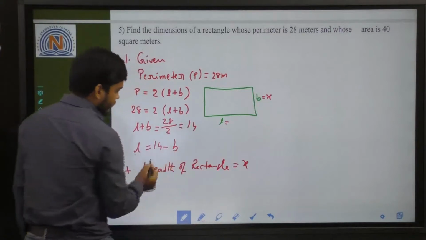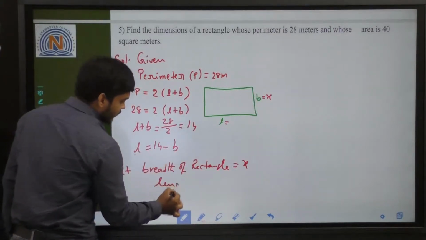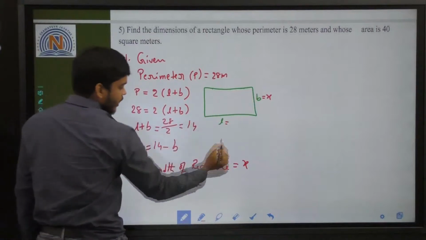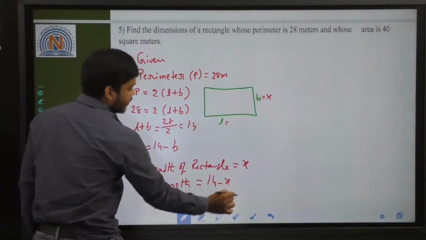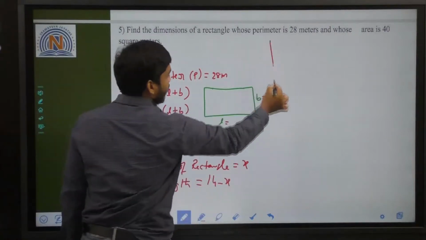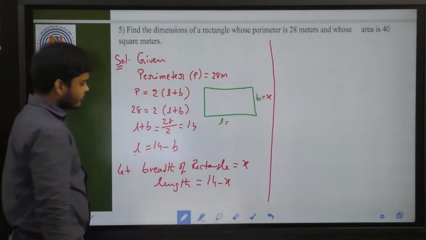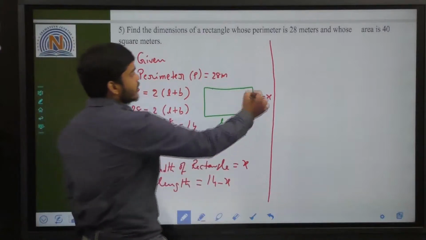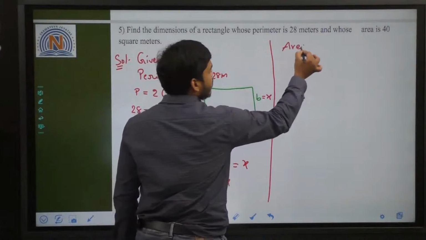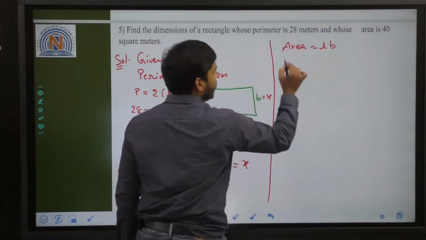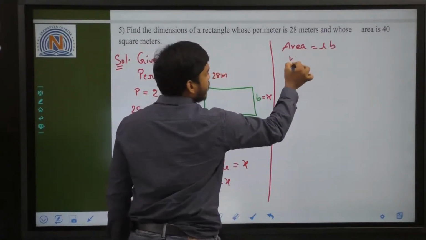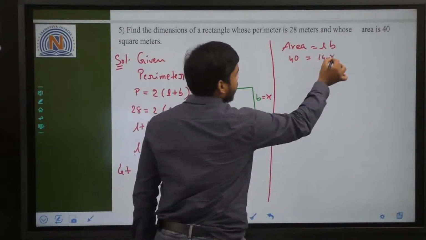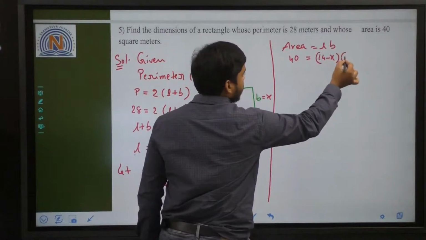Then what is the length here? Length is equal to 14 minus breadth. Breadth is equal to x, so 14 minus x. See here, children. 14 minus x is the length of the rectangle and x is the breadth of the rectangle. Then he has given an area. Area is equal to length into breadth, all you know that. So what area is given? 40 square meters area is given, and length is 14 minus x into breadth x.